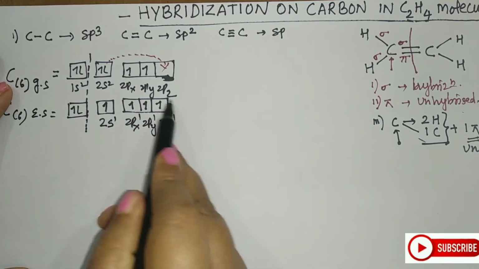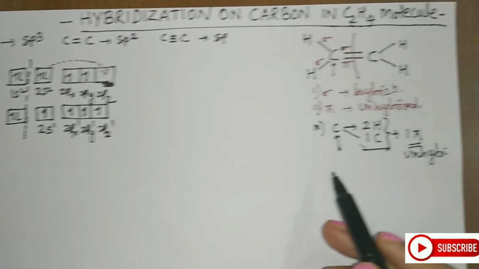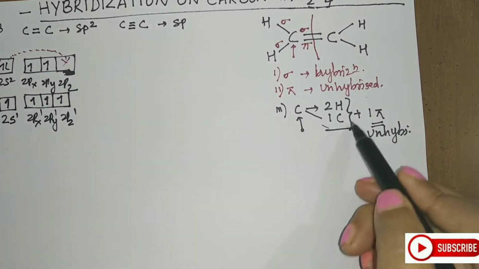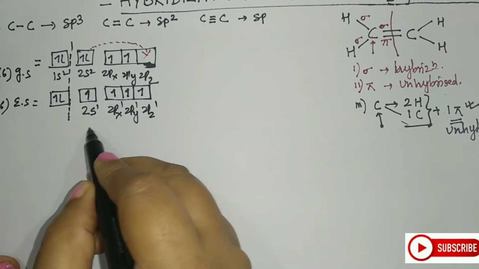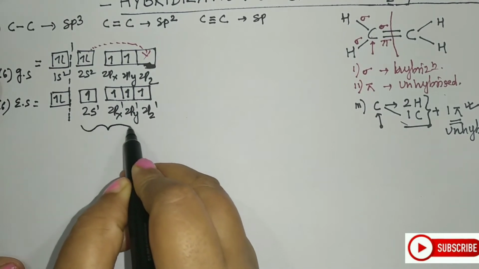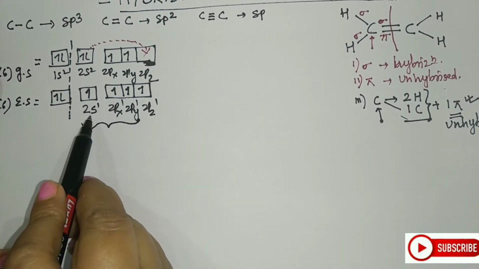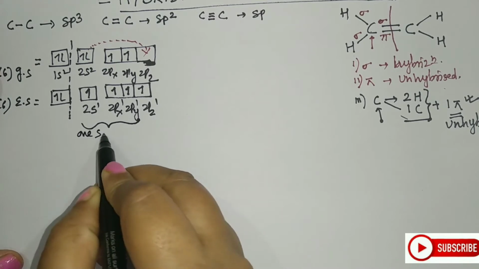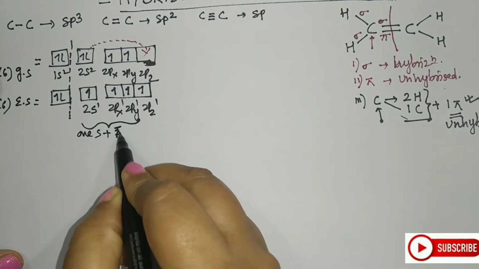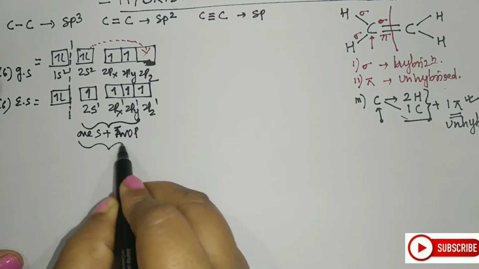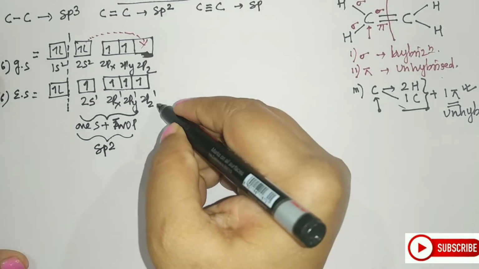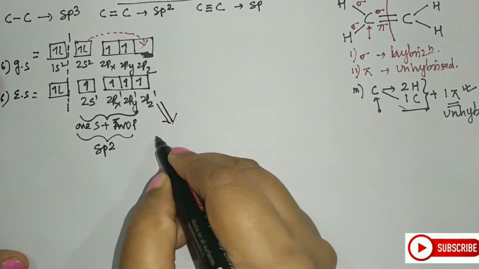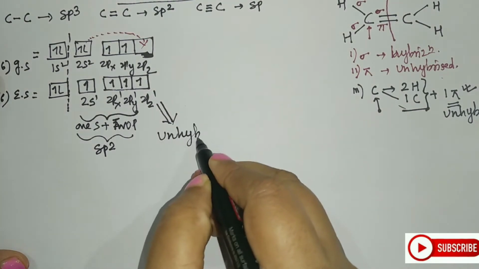Now, out of those 4 unpaired electrons, I need only 3 unpaired electrons to get hybridized and 1 should remain as it is. So let us mix those 3 orbitals. If you see this, it is 1 s plus 2 p orbitals that will mix, and therefore it will undergo sp2 hybridization, and this particular 2pz will remain unhybridized.